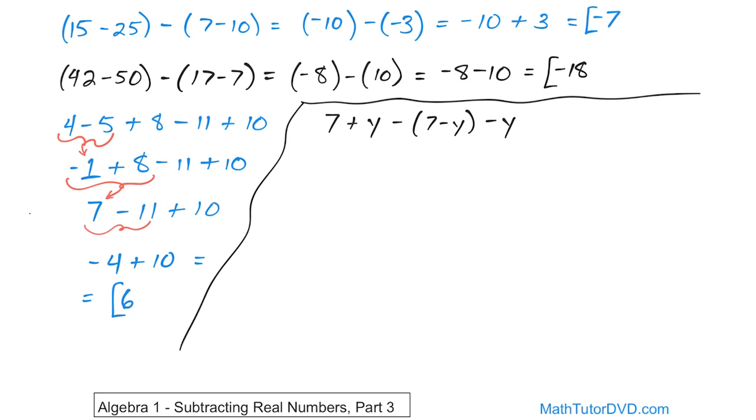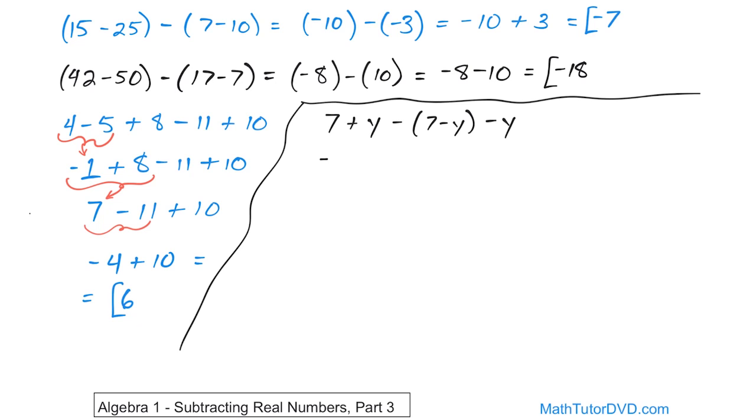Well, you want to do what's inside the parentheses first, but inside of here you have 7 minus y. You can't really do that because you don't know what y is. You can't simplify it any further, but you do have this negative sign out here, and we said when you have a negative sign in front of parentheses, it kind of applies itself to every term on the inside. So that is something we can do.